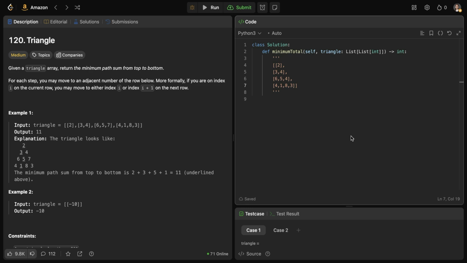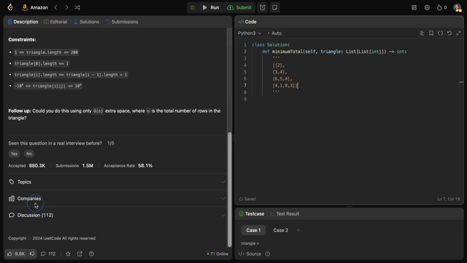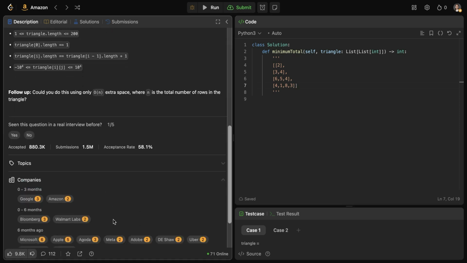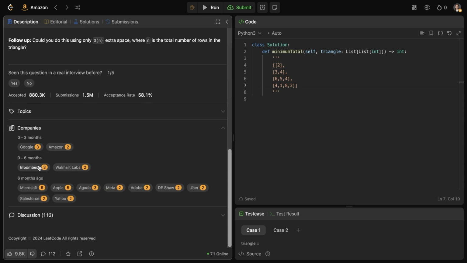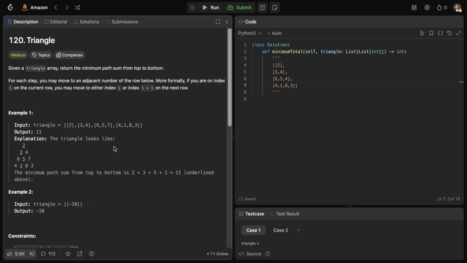Today I have brought a very interesting LeetCode problem, LeetCode 120, Triangle. This question has been an all-time favorite for FAANG companies. Some of the companies which have asked it in their last 0 to 3 months of interviews are Google, Amazon, Bloomberg, Walmart, Microsoft, Apple, and Salesforce. So it's a pretty good set of companies. This question is really important. It will teach you another way of handling questions for recursion or dynamic programming.